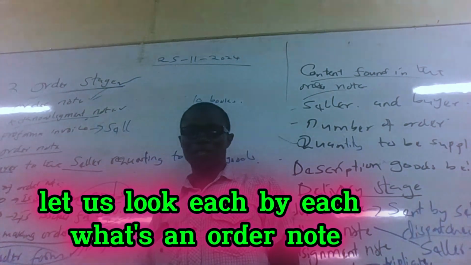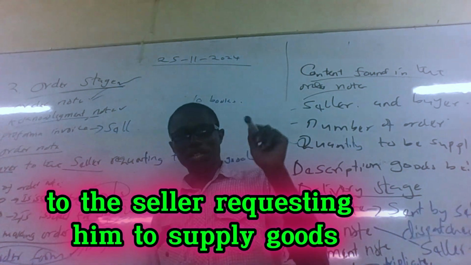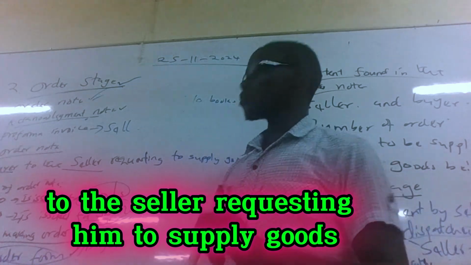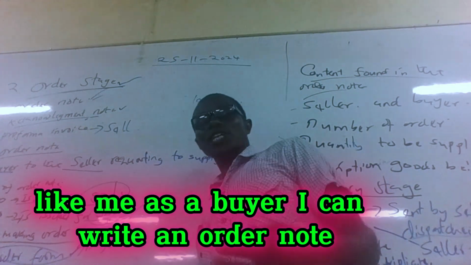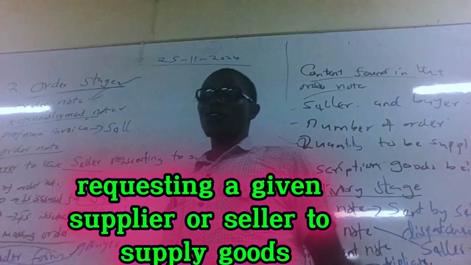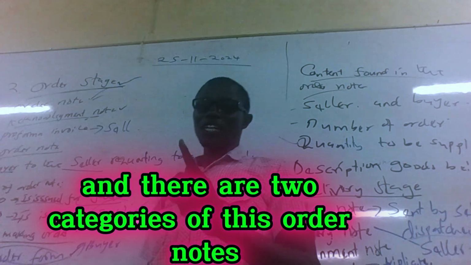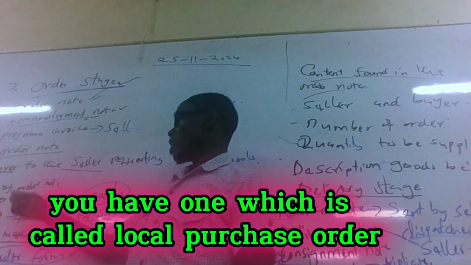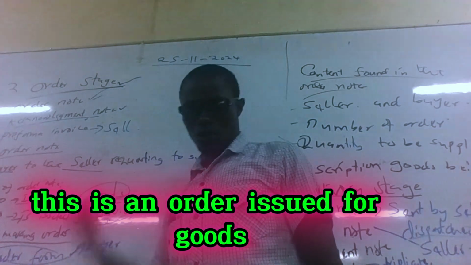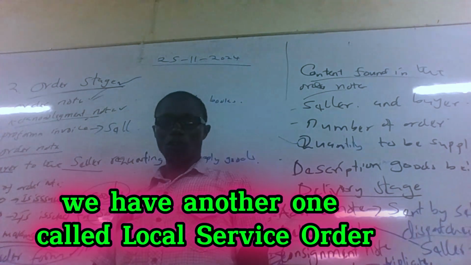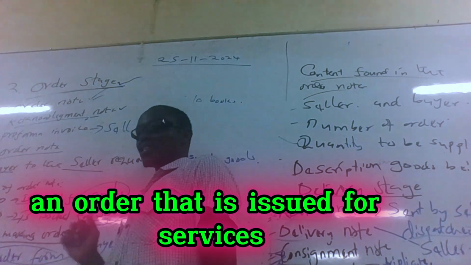What is an order note? An order note is a document that is sent by the buyer to the seller requesting him to supply goods. Like me as a buyer, I can write an order note requesting a given supplier or seller to supply goods. There are two categories of this order note. We have one called a local purchase order, which is an order issued for goods. We have another one called a local service order, an order that is issued for services.